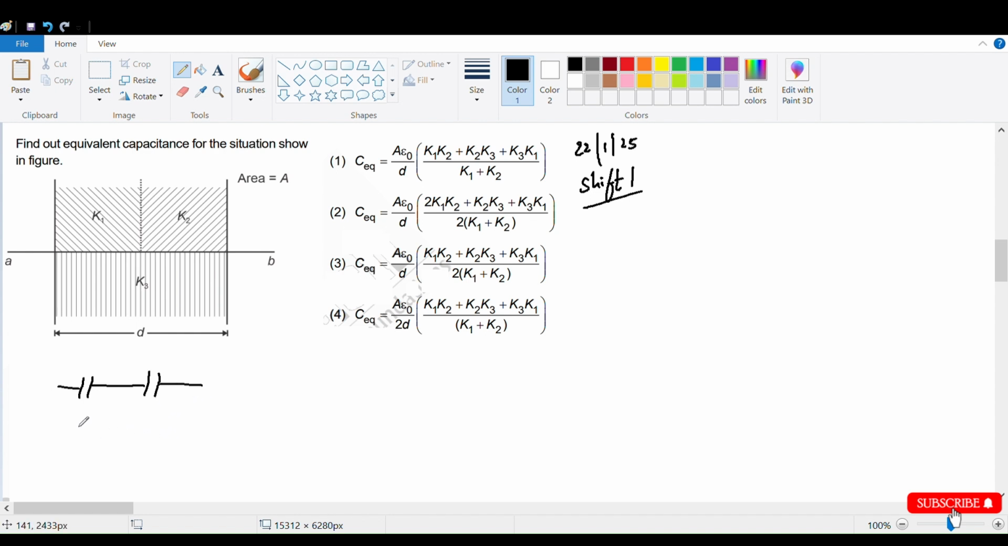Now these two capacitors have dielectric constants K1 and K2. The distance is divided in half, so it is D by 2 and this is also D by 2. The area is also divided in half. This capacitor has area A by 2, and this capacitor also has area A by 2. Now there is one more capacitor connected in parallel to these capacitors. This has dielectric constant K3, distance D, and area A by 2.